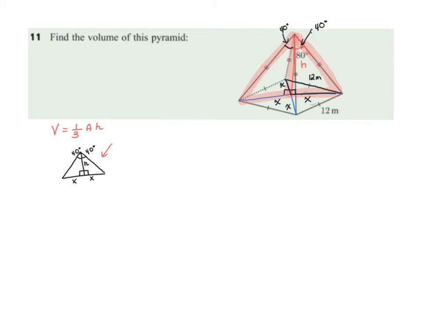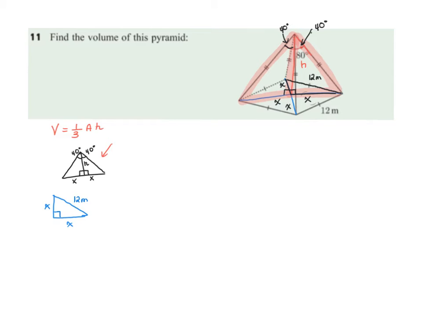So, what can we do? Well, now we've got another triangle. We've got lots of triangles here. We've got that triangle that I just drew. It has x and x. That means it's a 45, 45, 90 degree triangle there. And it's got that hypotenuse of 12 meters. Well, now we can simply use the Pythagorean theorem to find x, right?